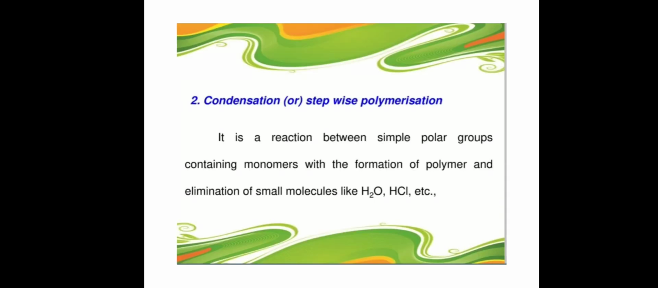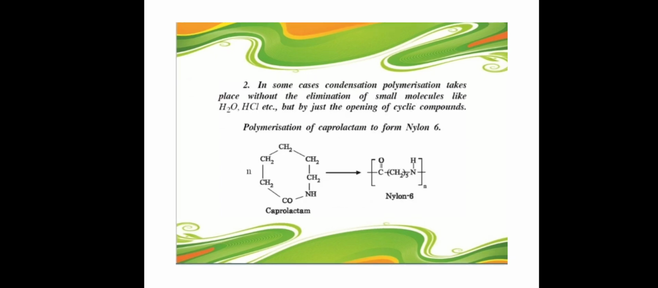PAN. Next, condensation polymers. In this polymerization, simple molecules like water, methanol, and HCl are removed. The best example is nylon 66. In nylon 66, hexamethylene diamine and adipic acid react to give nylon 66. Another example is nylon 6.